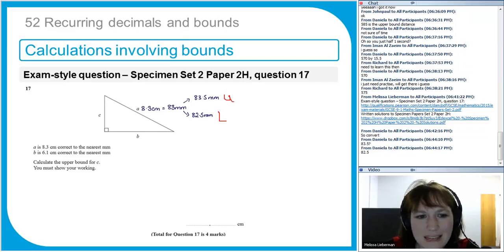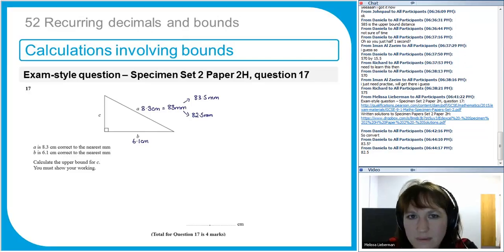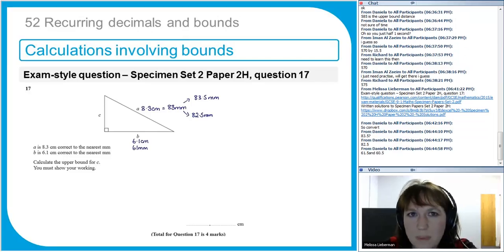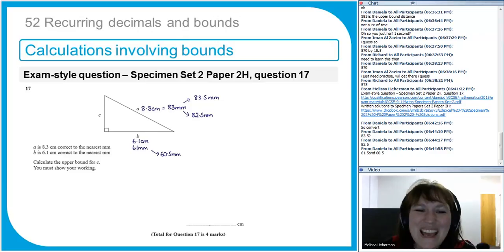And then how about this length B? That's 6.1 centimetres. Convert it to millimetres. So in millimetres, 61 millimetres. And then again, we want the upper and the lower bound. So we want to take 0.5 millimetre off for the lower bound and add on 0.5 millimetres for the upper bound. So the lower bound will be 60.5. Perfect, Daniela. Sorry, 60.5 for the lower bound. You're doing it the other way around. And then the upper bound, 61.5. Okay. So we've got our numbers.